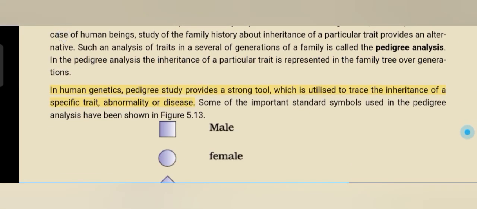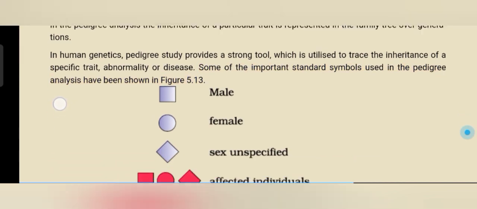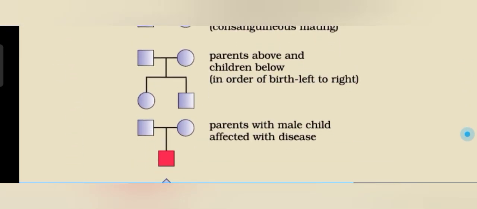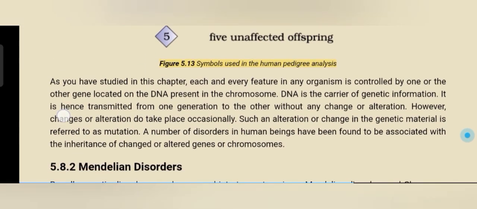In human genetics, pedigree study provides a strong tool, which is utilized to trace the inheritance of a specific trait, abnormality or disease. Some of the important standard symbols used in pedigree analysis have been shown in Figure 5.13. Figure 5.13 Symbols used in the human pedigree analysis.